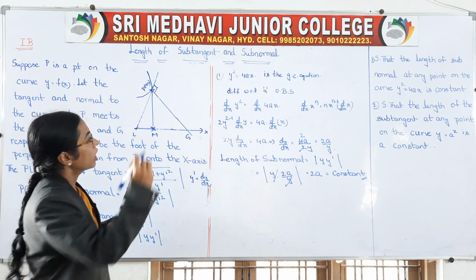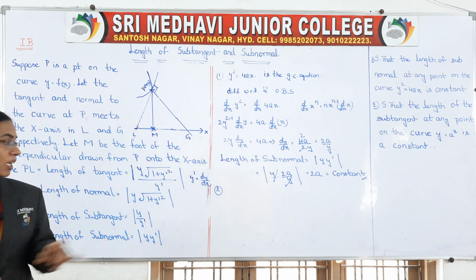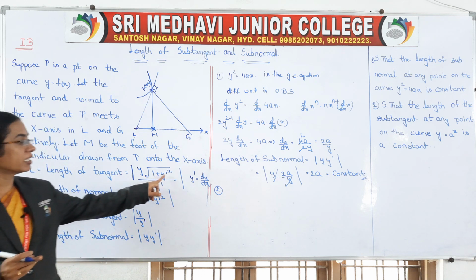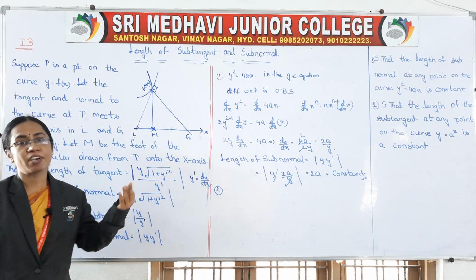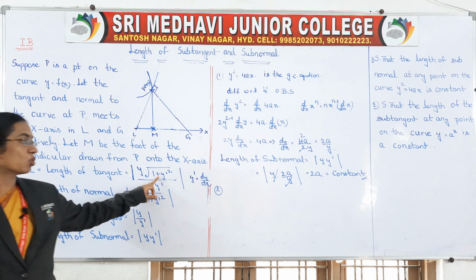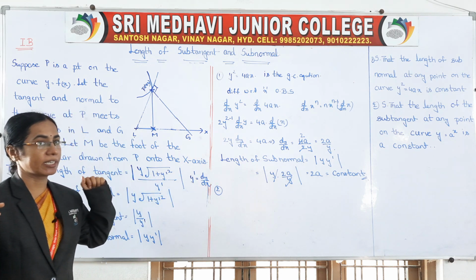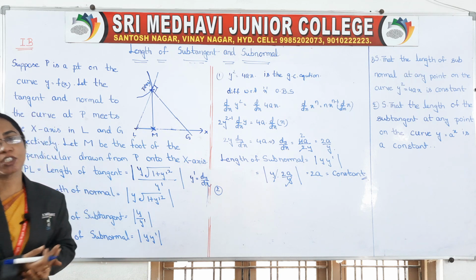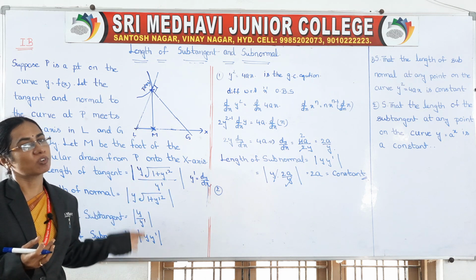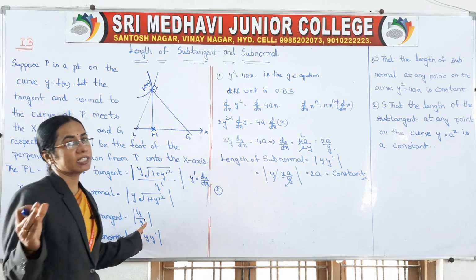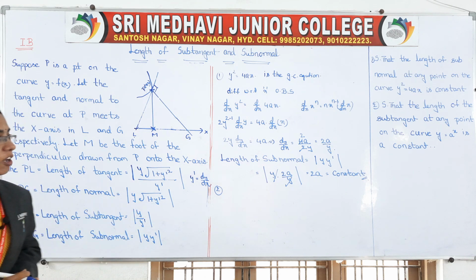Okay, now come to the second question. If you know the formula, it is very simple. In all these formulas, the only thing is we have to find y dash. What is y dash? Y dash is dy by dx. So we have to take y dash is equal to dy by dx, differentiating y with respect to x. If we know y dash, we can find all the 4 values. What are the 4 values? Length of the tangent, length of the normal, length of subtangent, length of subnormal.